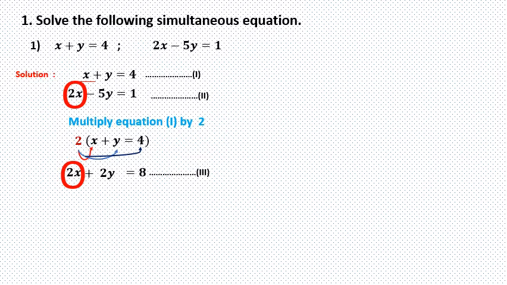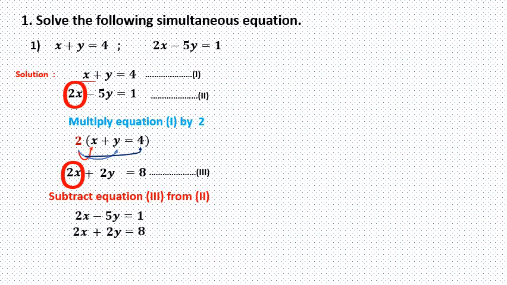After making the coefficient of any one variable the same, the next step is addition or subtraction. Addition or subtraction depends on the sign of the variable. The variable which contains the same coefficient, if it contains opposite sign, then we will do addition. If it contains the same sign, then we will do subtraction. In both equations 2x and 2x are positive, it means the same sign, so we will do subtraction. So subtract equation number 3 from equation number 2.